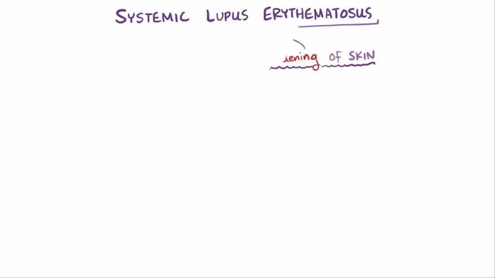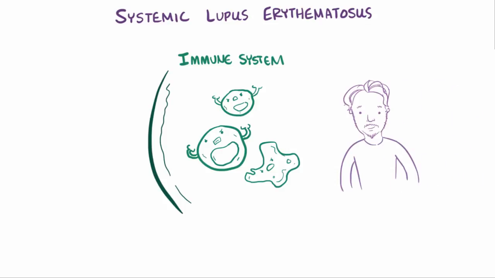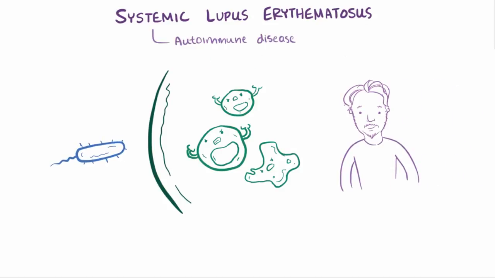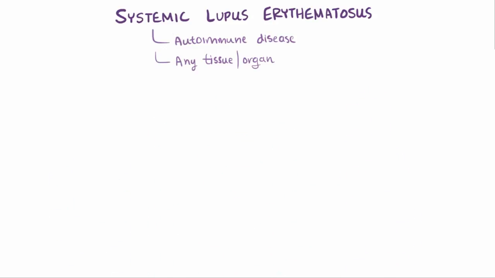Alright, but how does lupus affect all these organs? Well, usually the immune system protects the body's tissues from invaders, but lupus is an autoimmune disease, which means that the immune cells start attacking the tissues they're supposed to protect. With lupus, essentially any tissue or organ can be targeted. And just like a ton of other autoimmune diseases, it's not completely clear why it develops. And like most diseases, it's the result of both genetics and the environment.